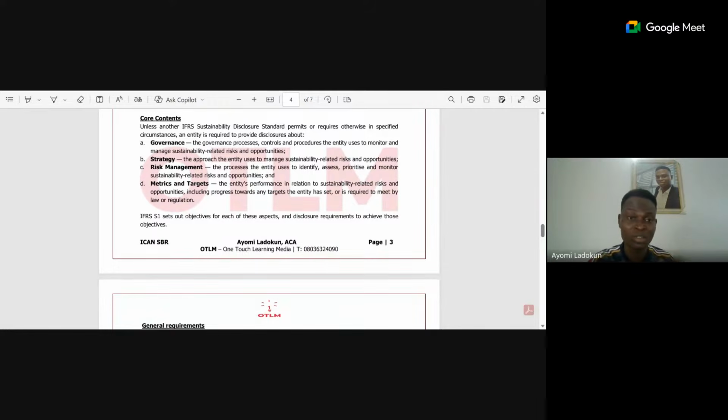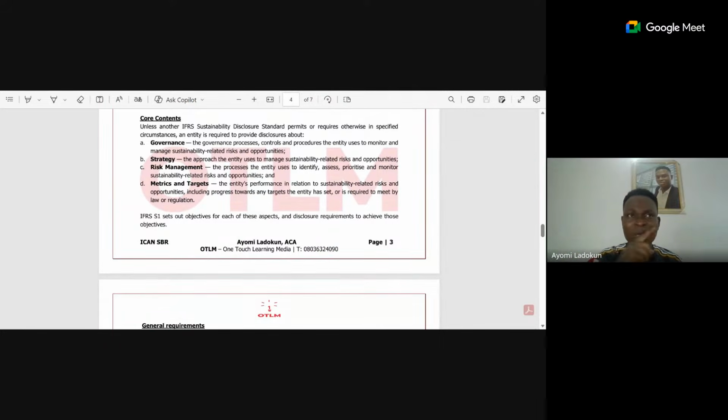What are your metrics? How do you measure your performance relating to sustainability-related risk and opportunities, including the progress you are making? So your metrics are your indicators, just like financial indicators. Your emissions should not be more than this, your water use should not be more than that. Your metrics are water use, emissions, and all of that, so you have that under scope 1, scope 2, scope 3. We'll see that on IFRS S2. Then what's my target? My target is that I want to target this emissions level, this water use, and all of that.